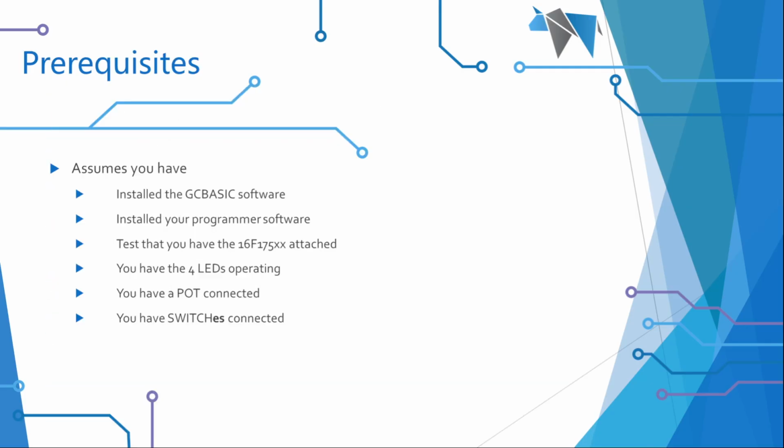So, prerequisites: you've installed the software, you've got your programmer working, you've tested that you can talk to your 175 chip family, and you've got 4 LEDs operating. You have a potentiometer, and you have switches connected. Rather than switches, that implies more than one. And we're going to attach a switch to the particular port that's called the reset line.